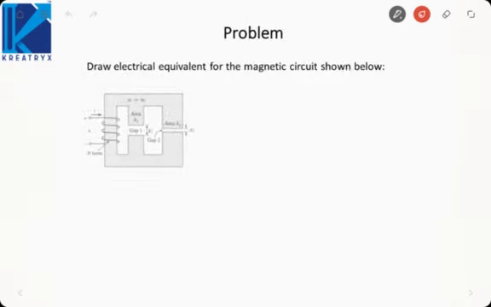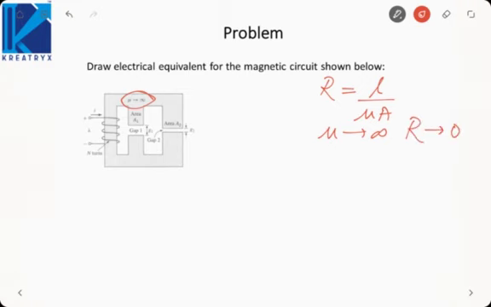Now let us look at a problem based on this concept. So here we have 3 limbs in total, but the thing is, permeability of the core is infinite. Infinite permeability, what it implies is, entire flux is developed in the core. Why? We know reluctance is nothing but L by mu A. If mu tends to infinity, it means reluctance tends to 0.